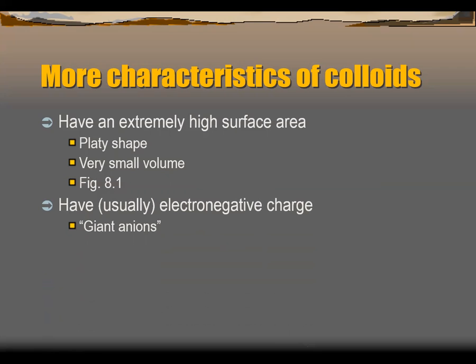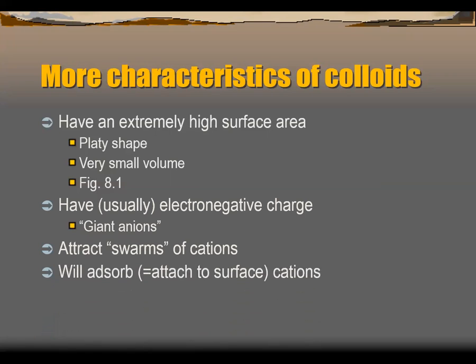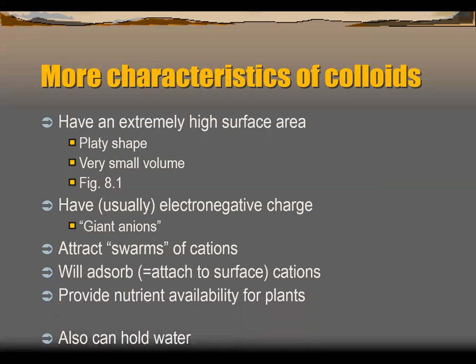Generally, because of the mineral structure of clays, they have something that is known as isomorphic substitution. I'll talk more about this later on. This substitution gives them an electronegative charge. And so in a lot of ways, they behave more or less as giant anions. As a result, they attract swarms of cations to their surface. These cations attach to the surface of the clay particle. This is called adsorption. Notice the AD, adsorption. And this provides nutrient availability for plants. They're also able to hold water.